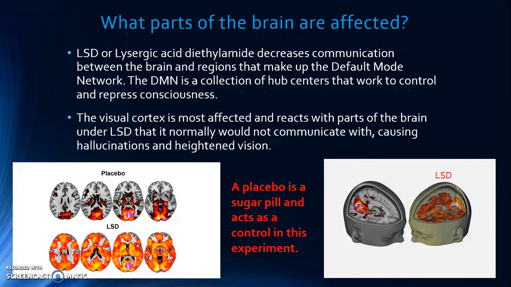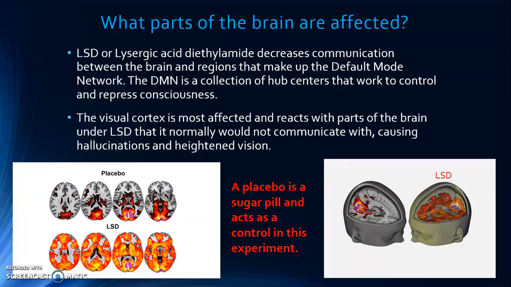What parts of the brain are affected? LSD, or lysergic acid diethylamide, decreases communication between the brain and regions that make up the default mode network. The DMN is a collection of hub centers that work to control and repress consciousness. The visual cortex is most affected and reacts with parts of the brain under LSD that it normally would not communicate with, causing hallucinations and heightened vision.